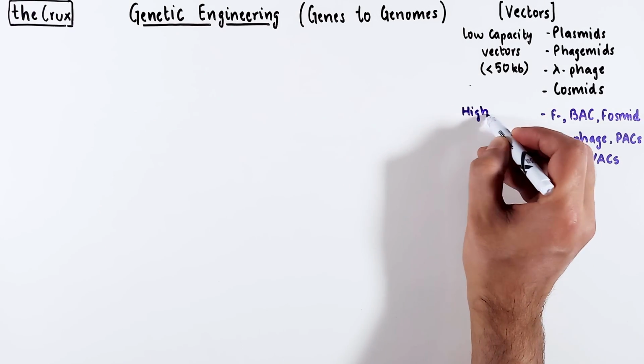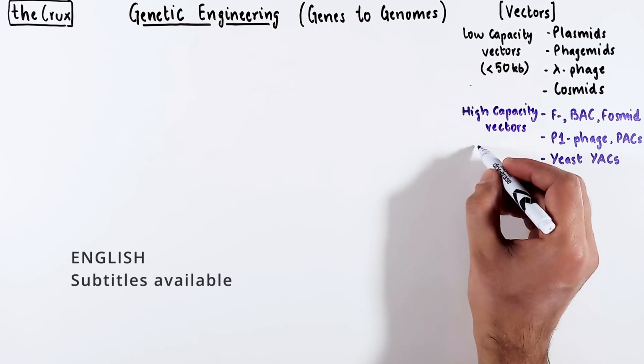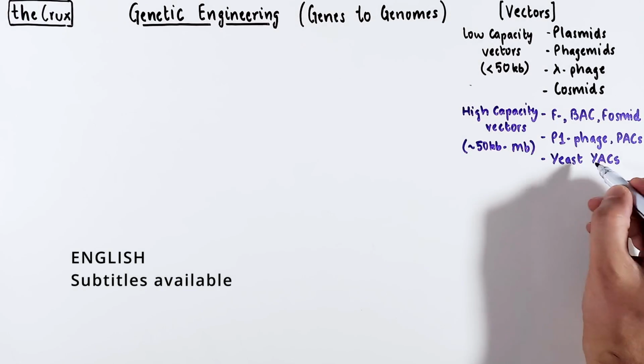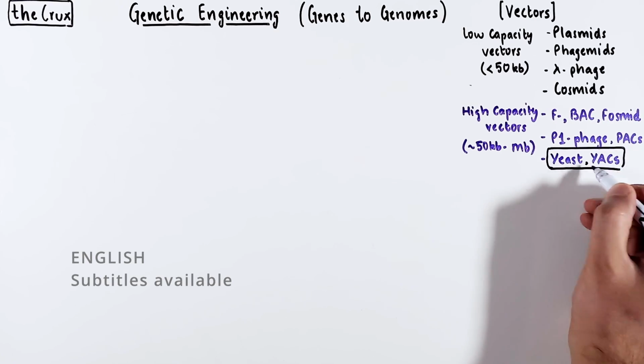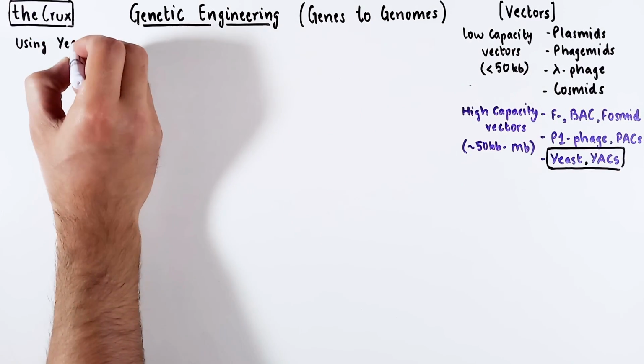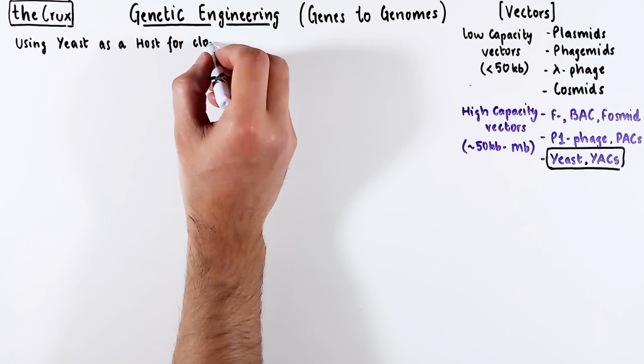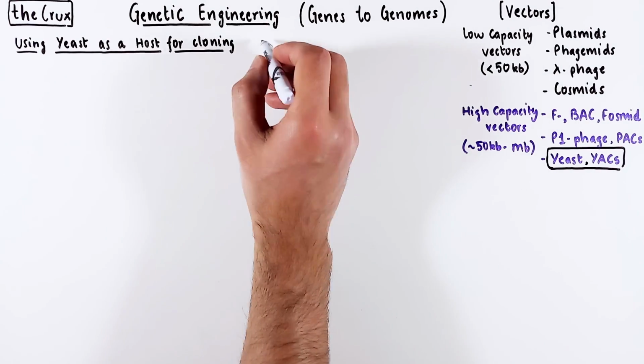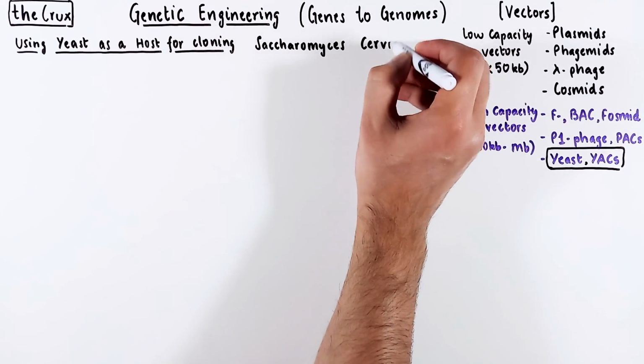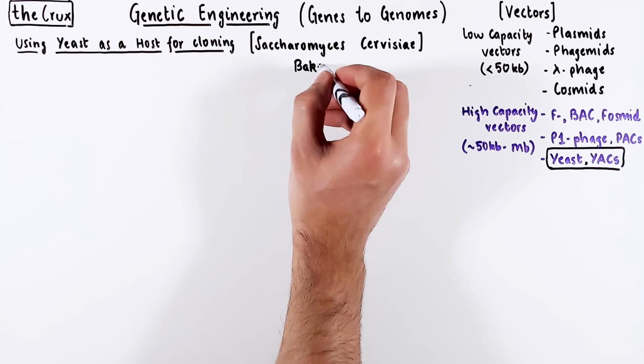This video follows up on our discussion about high-capacity vectors. In this one, I will focus on yeast-derived vectors and artificial chromosomes. There are a few considerations when using yeast as a host for cloning vectors. I will limit our scope to Saccharomyces cerevisiae, also known as Baker's yeast.